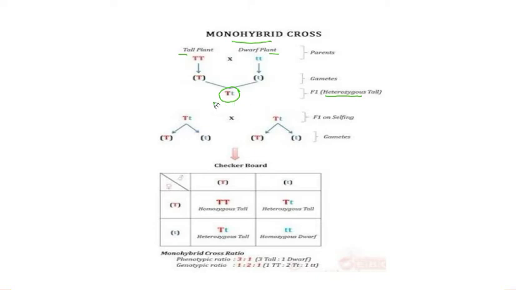Heterozygous means where the alleles are different. When the F1 plants are selfed, then in the second filial generation, three plants are tall and one is dwarf. Out of these three tall plants, one is homozygous, two are heterozygous, and the dwarf is homozygous dwarf. Homozygous and heterozygous we have discussed.